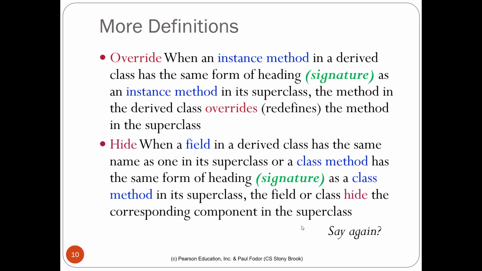Okay, so only in case of instance methods, when we have the same signature as in the parent class, we'll have overriding. For other cases, like for class methods with the same signature in the subclass as we have in the parent class, it's hiding. For the data field also it is hiding. When you have the same data field name in the subclass as you have in the parent class, that is hiding.